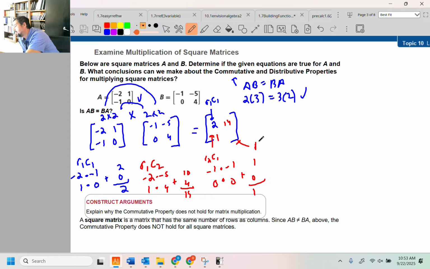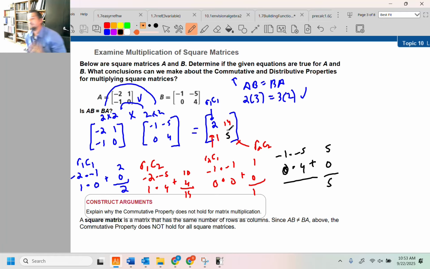Now we're in row 2, column 2. So I'm going to grab row 2 again, which was -1, 0. Column 2, which is -5, 4. And I'm going to multiply across and I'm going to add down. Negative times negative is positive. 0 times 4 is still 0. We add down, we get a 5. Good stuff, right? Good stuff.